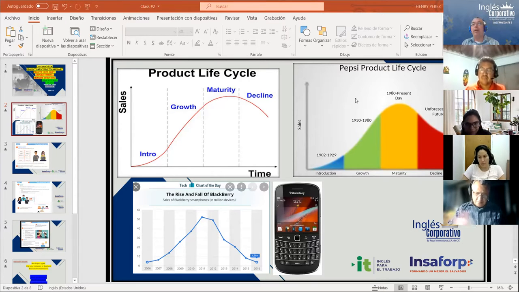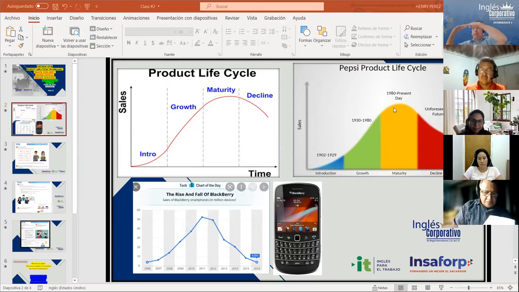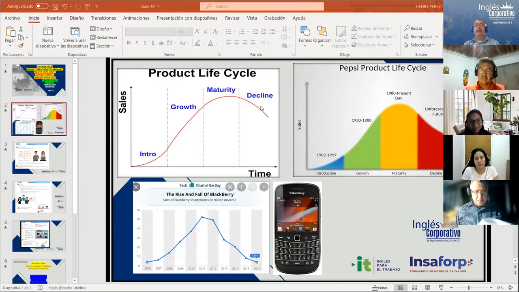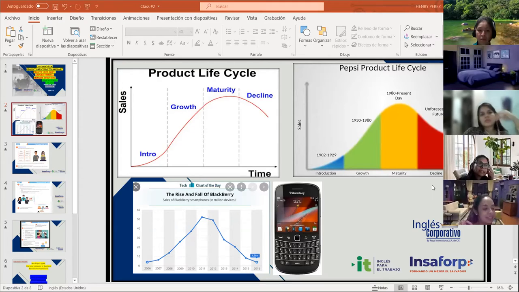Like Coca-Cola product, right? Or like Pepsi, right? It has reached a maturity phase. And that is where we are today. It's steady. It might go a little bit lower, a little bit up, a little bit lower, a little bit up, but it's steady. It's balanced. In growth, it's not the same. You notice here, the growth is just up, up. Decline, down. It's going down, right? Decline. Maturity is steady. Okay?